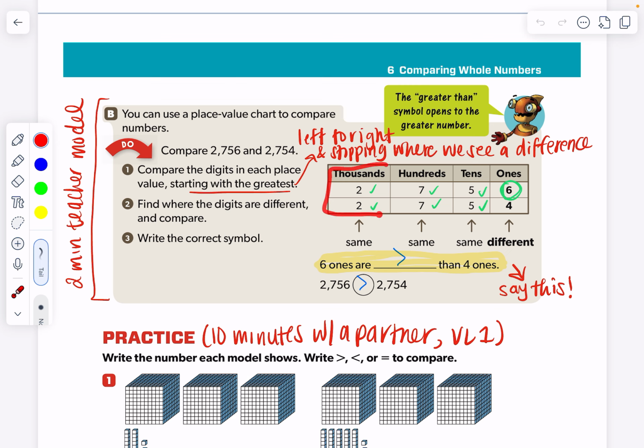So in the thousands place, we see that both numbers have 2000s. In the hundreds place, we see that both numbers have 700s. That doesn't help us compare. In the tens place, they both have fives. It doesn't help us compare either. However, in the ones place, there is a difference. Because we see that 6 ones is greater than 4 ones, then we know that 2,756 is greater than 2,754.